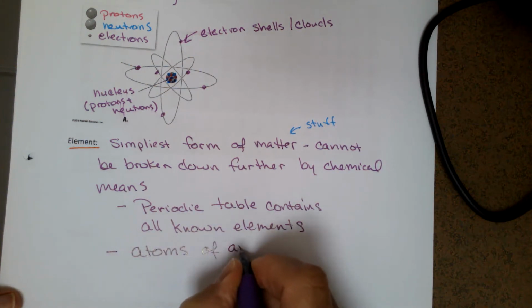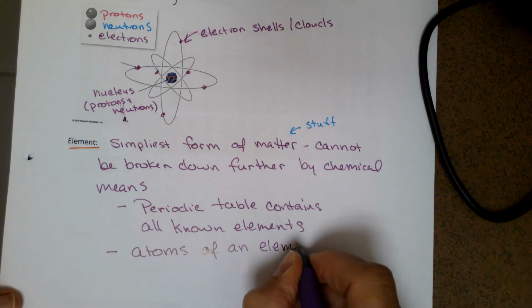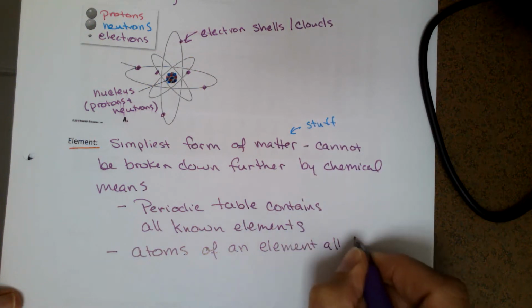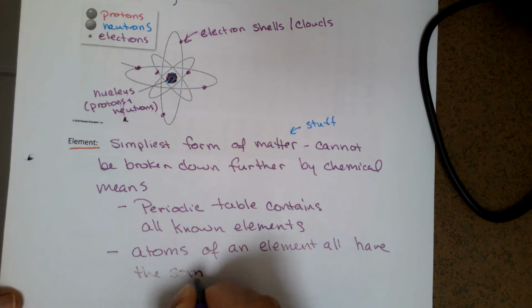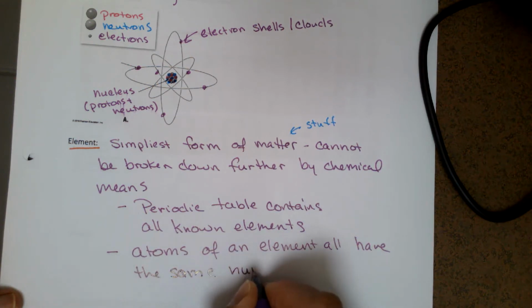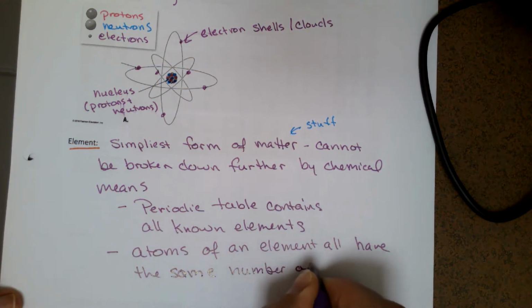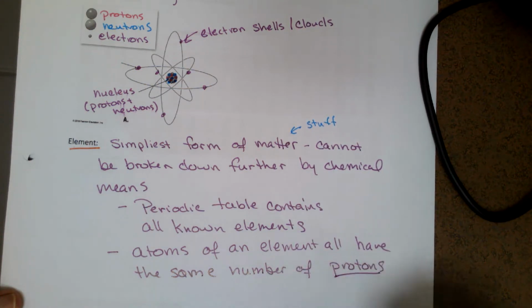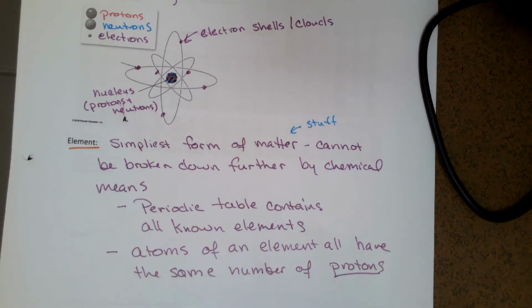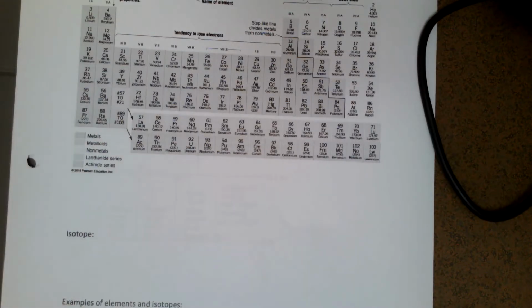And another important idea is that atoms of an element all have the same number of protons. Not necessarily neutrons. We'll talk about that in just a few minutes, but they have the same number of protons, and that will be important when we're talking about the periodic table. So here, let's flip the page and take a look.